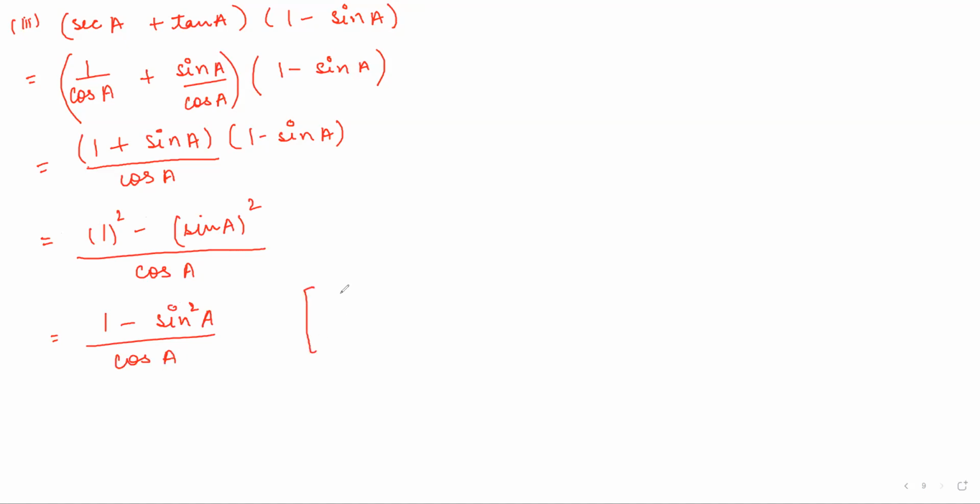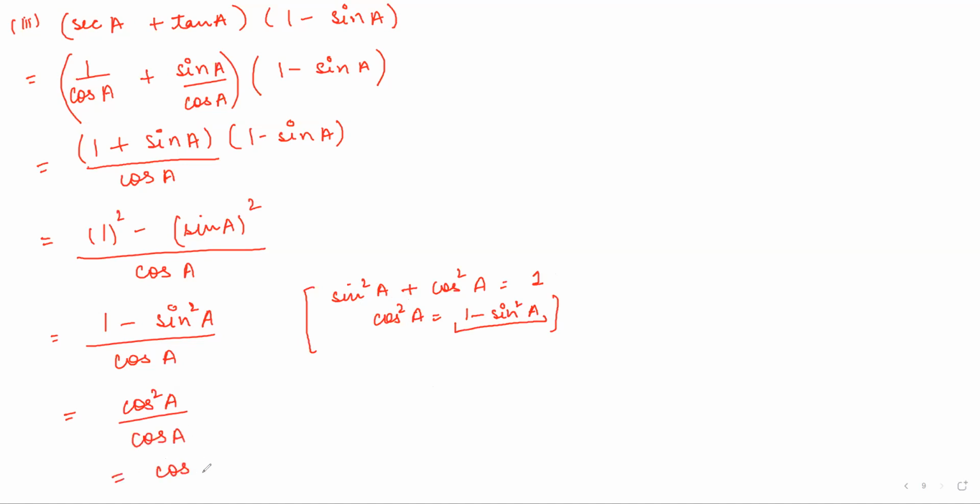Now you look at this identity, sine square A plus cos square A is equal to 1. So if I take this sine square to the right hand side, I'm left with cos square A is 1 minus sine square A. So in place of 1 minus sine square A, I'll get cos square A. So this becomes cos square A divided by cos of A. And one cos will cancel out. So only cos of A will remain. Yeah. So the answer is D. Correct option is D.